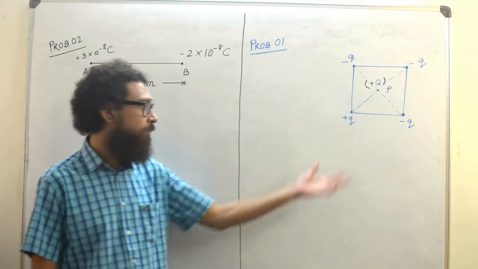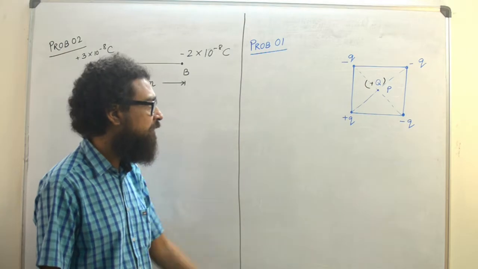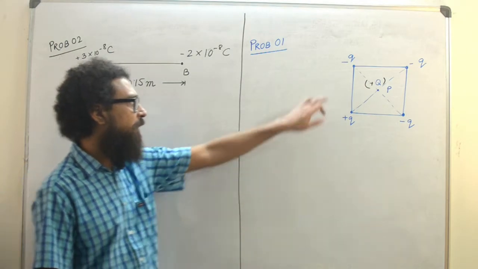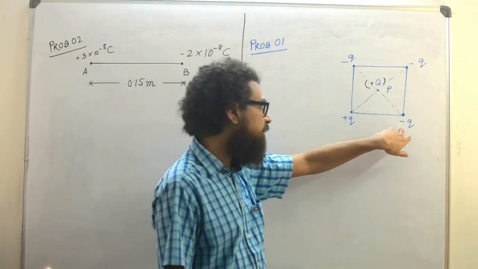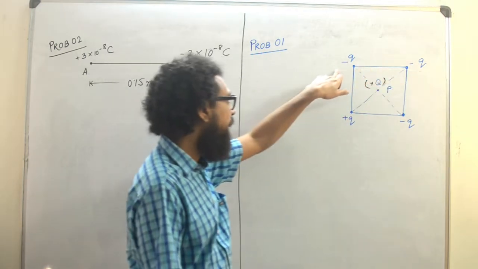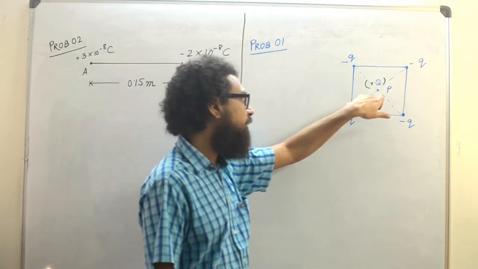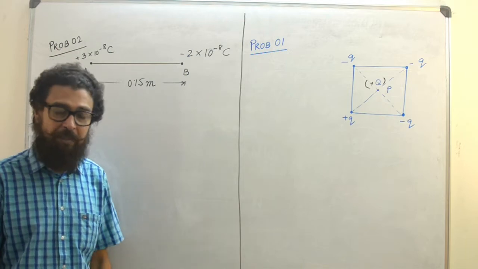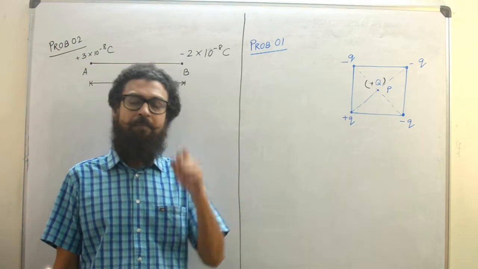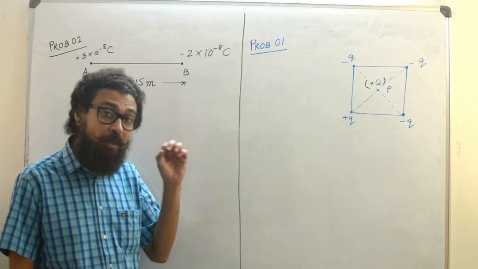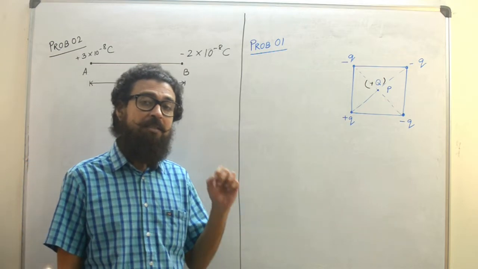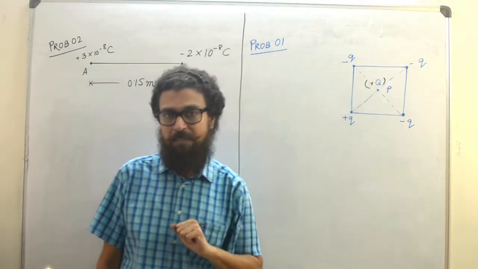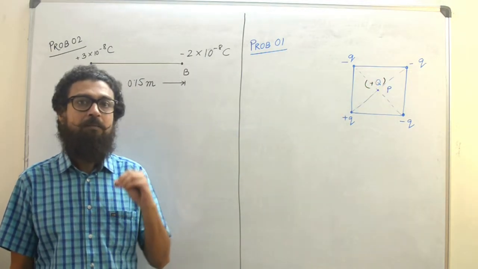Like you can see on the board, we have a square, and the 4 vertices of the square carry a particular amount of charges, which are marked as minus q, plus q, minus q, minus q. And at the center we have a plus capital Q charge, and this center is marked as P. Now the question they have asked is, what is the amount of work we have to do in order to remove the charge capital Q from the center? Okay, this is the problem.